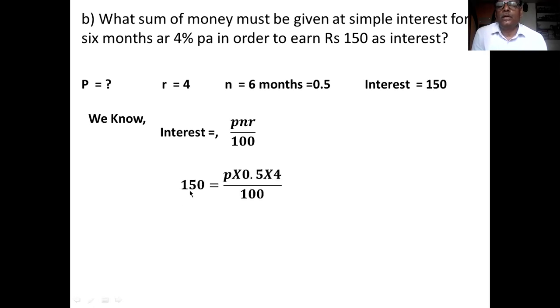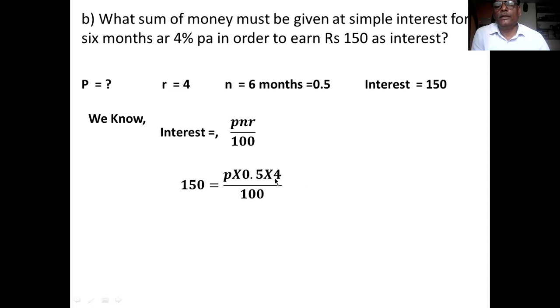So 150 is the interest. You write 150 is equal to P. P is unknown, so you write P as P. And N is 0.5. And R value is 4 divided by 100. This is the given thing. So you take this 100 to the left hand side, then it will be multiplied. So 150 into 100 is equal to P into 0.5 into 4. 0.5 into 4 is equal to 2.